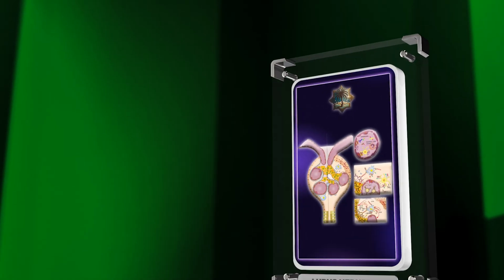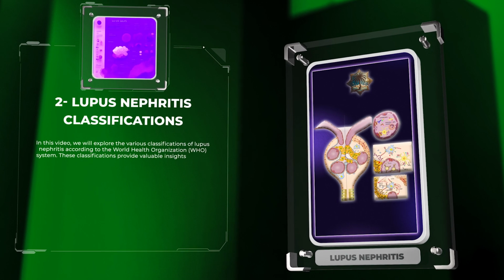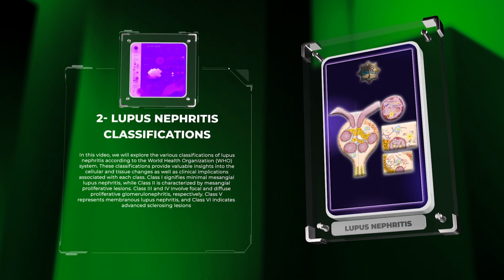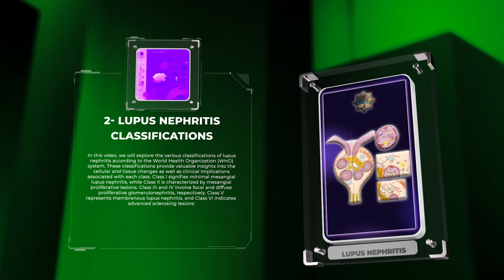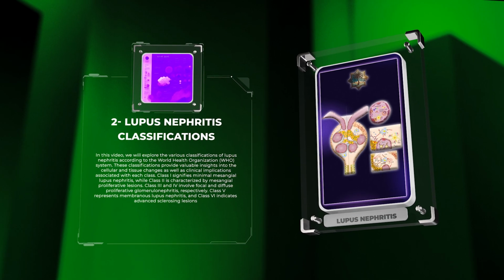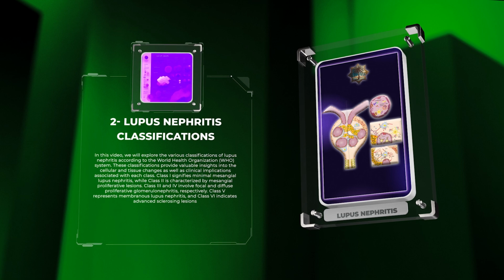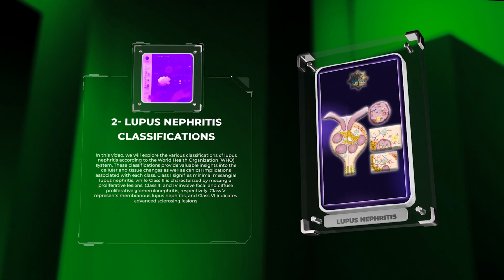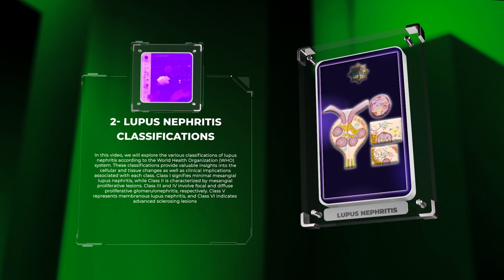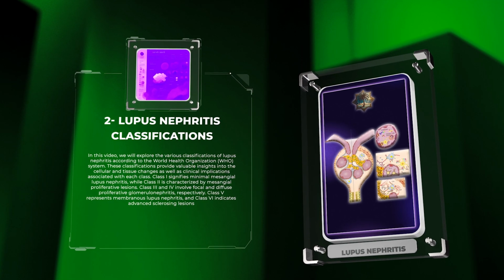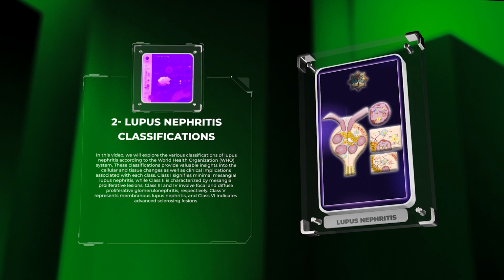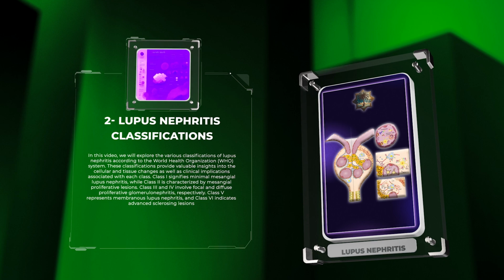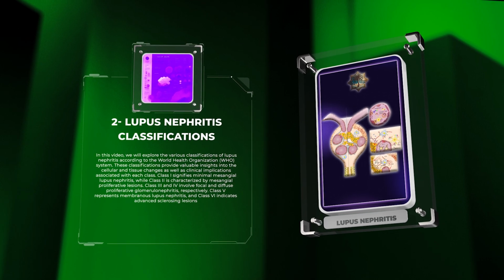In this video, we will explore the various classifications of lupus nephritis according to the World Health Organization, WHO, system. These classifications provide valuable insights into the cellular and tissue changes as well as clinical implications associated with each class. Class I signifies minimal mesangial lupus nephritis, while Class II is characterized by mesangial proliferative lesions. Class 3 and 4 involve focal and diffuse proliferative glomerulonephritis, respectively. Class V represents membranous lupus nephritis, and Class VI indicates advanced sclerosing lesions.